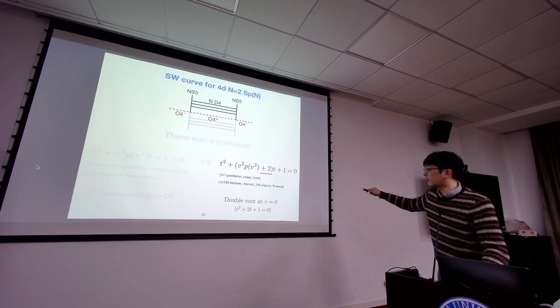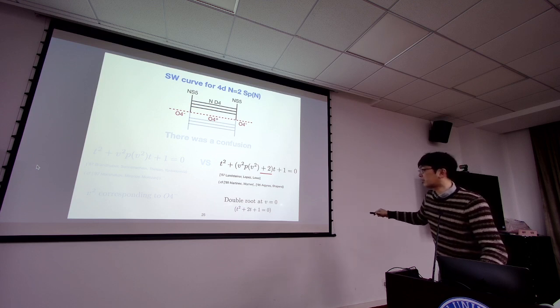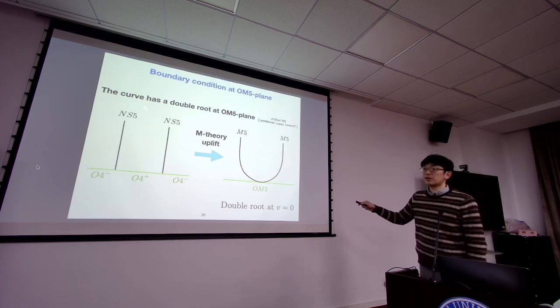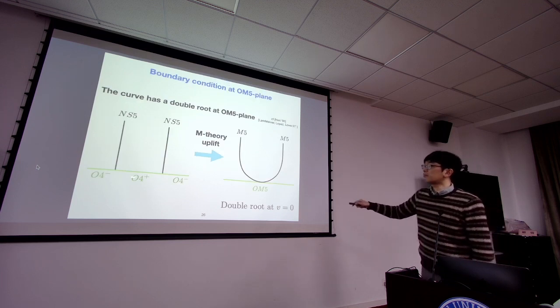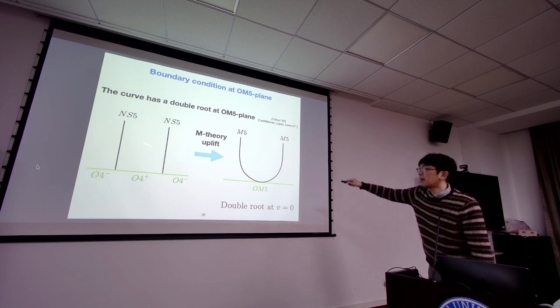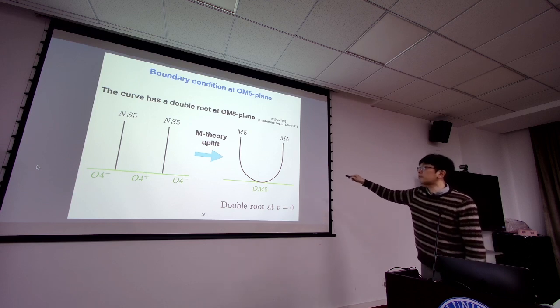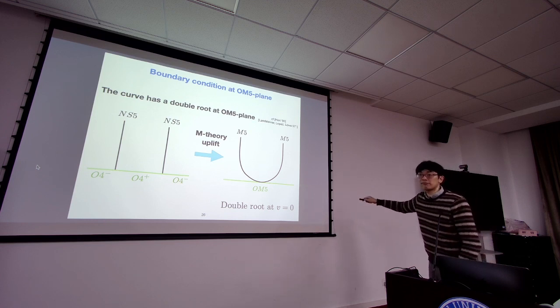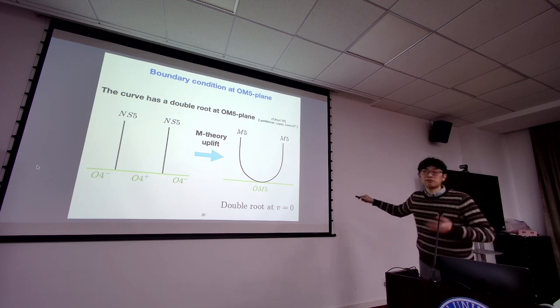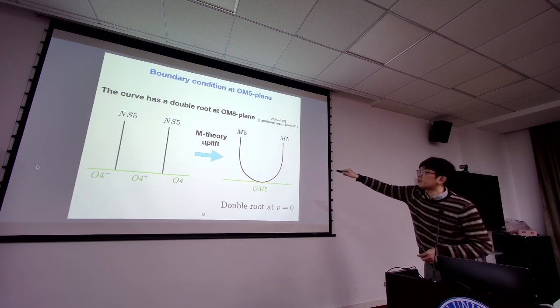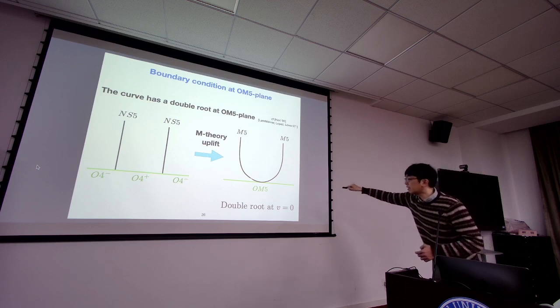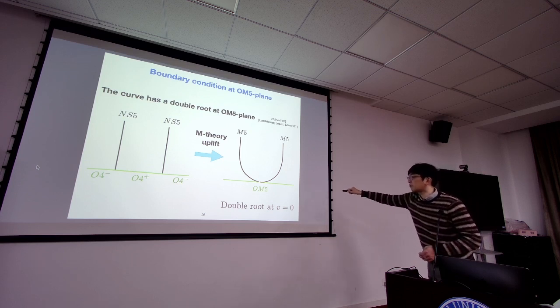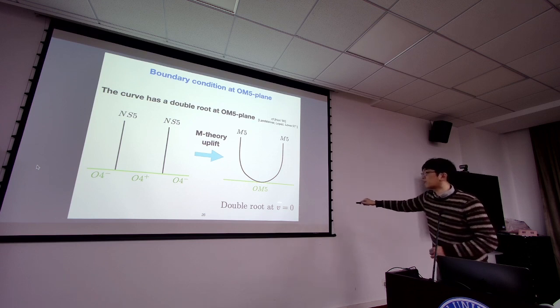The point of this claim on how to obtain this Seiberg-Witten curve is actually this double root condition. So the interpretation is that the curve has a double root. Originally we have an O4 plane and 2N NS5 planes, and the charge changes in this way. But when we uplift to M theory, what happens is that the O4 plane is uplifted to something called an OM5 plane, which is a kind of orbifold fixed point. And these 2N NS5 planes are combined into one and attached to this OM5 at one point. So this is the condition of a double root at v equals 0.